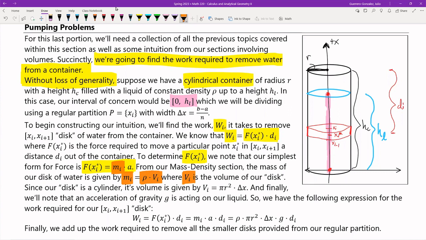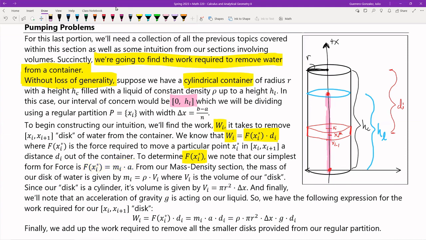Here's the part where we can generalize this argument to any different shape. Since our disk and our whole shape is cylinders, we know that V_i is given by pi r squared times delta x. That is the volume of our ith disk.